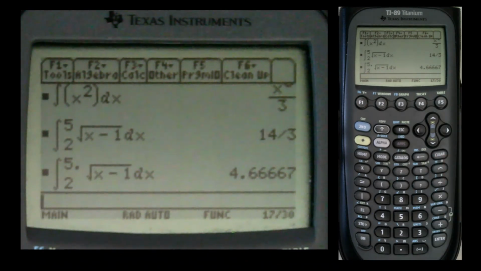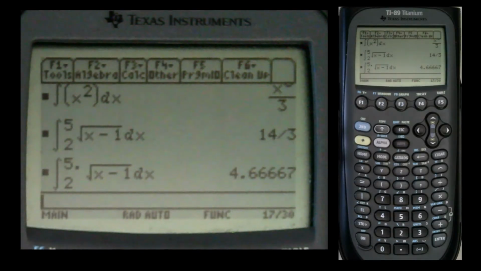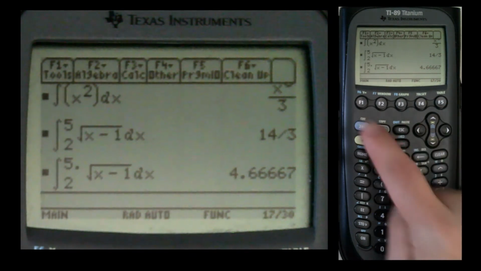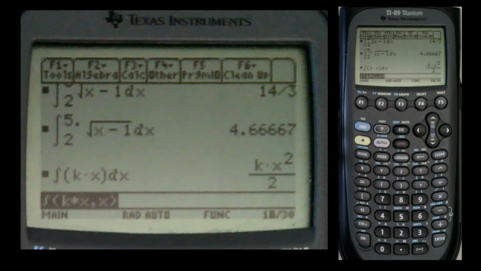Nice thing about these calculators, and we really haven't seen all that it's capable of, but one of the things this calculator can do is it can evaluate something like the integral of kx, where k is just some number, some variable that we don't know, some constant. And so we can just type that in. So if I do the integral of k, and the way you can get a k is by finding the alpha, and it's on the EE here, k times x, comma, x is the variable. It will treat k like a constant and give you k times x squared over 2.